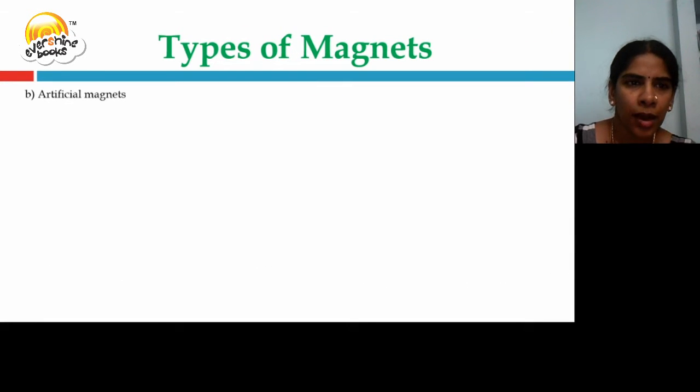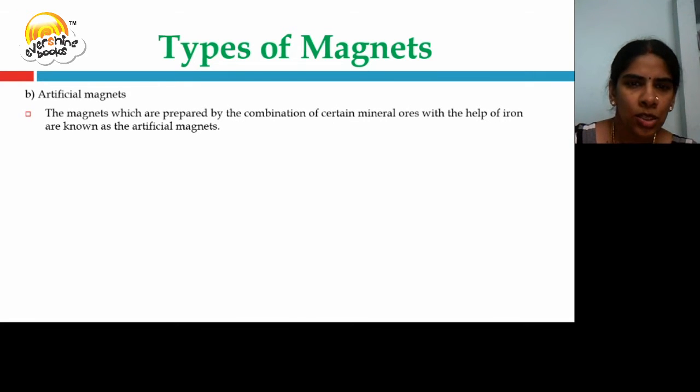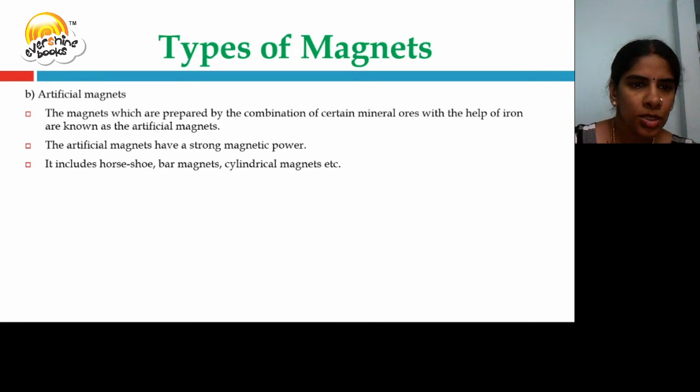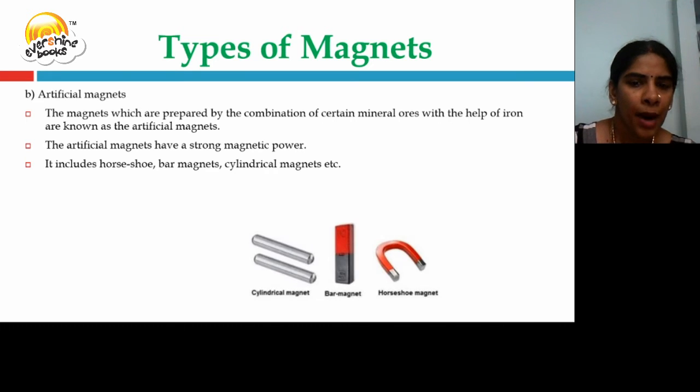The second type of magnet is the artificial magnets. The magnets which are prepared by the combination of certain mineral ores with the help of iron are known as artificial magnets. These have strong magnetic power. It includes horseshoe, bar magnets, cylindrical magnets, etc.